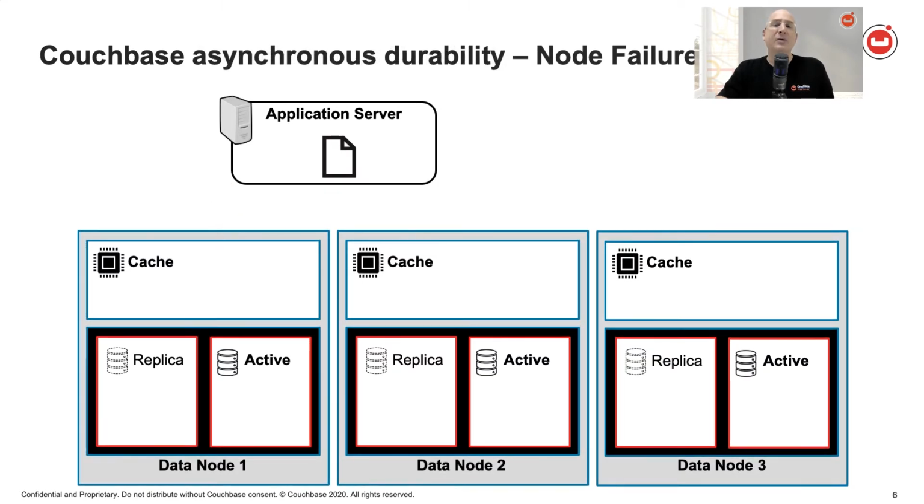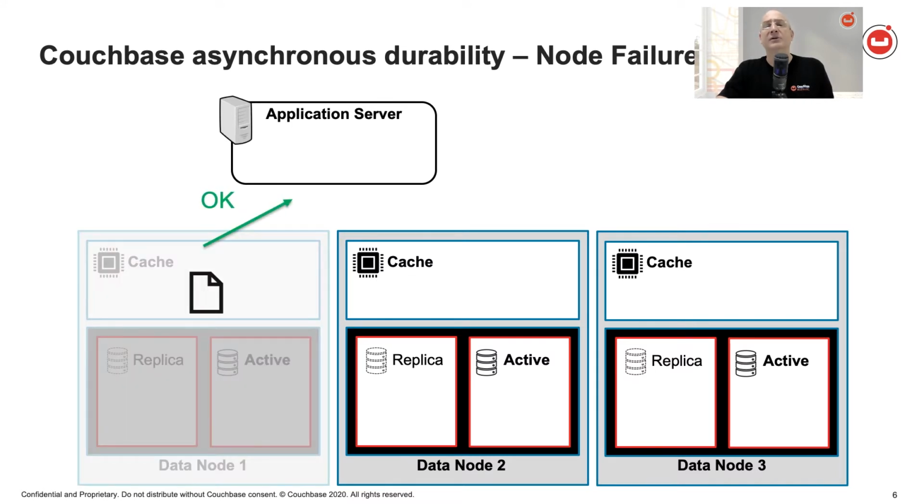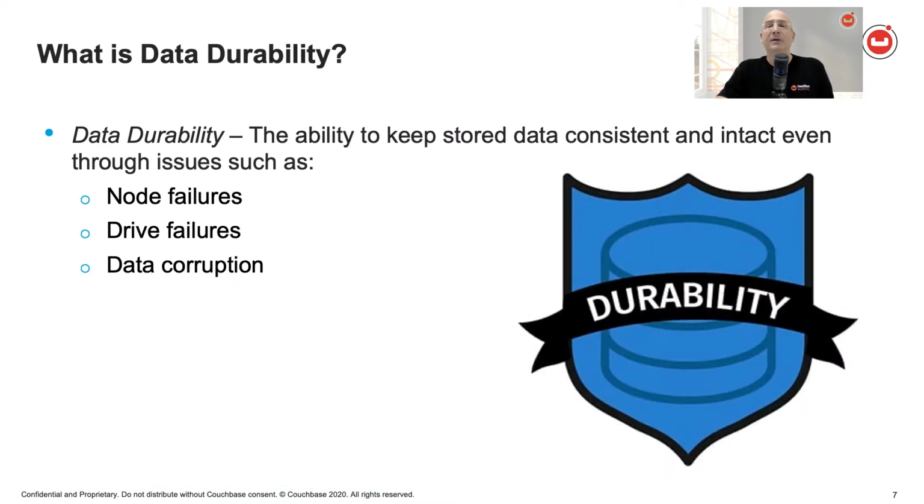But what if something goes wrong? What if the client sends the document to the node and then it gets an OK, and just a fraction of a second later, the node crashes? The client thinks that the change has been committed, but in fact, the change is lost. That is because it existed in memory only, and Couchbase didn't manage to replicate the document to another node or to persist it to disk. So that brings us to durability.